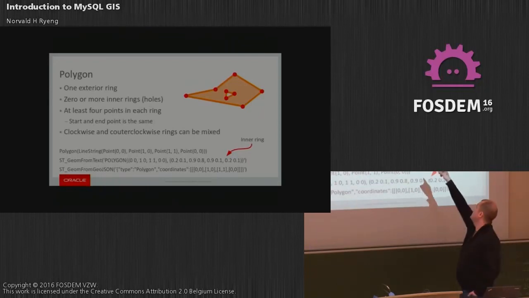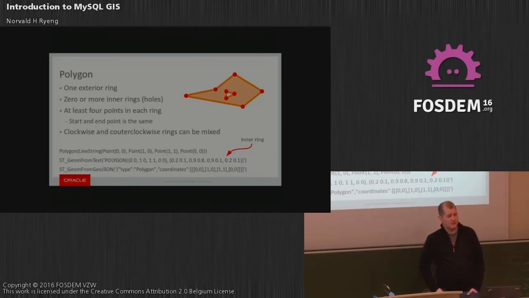And you can specify this in a clockwise or counterclockwise direction. MySQL will flip it for you. Internally, we're using counterclockwise for outer ring and clockwise for inner rings. So you might get a slight performance benefit if you do that as well, but it really shouldn't matter very much. We will auto flip it as needed.